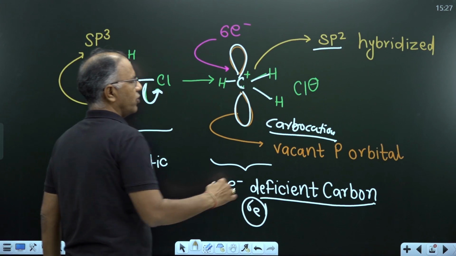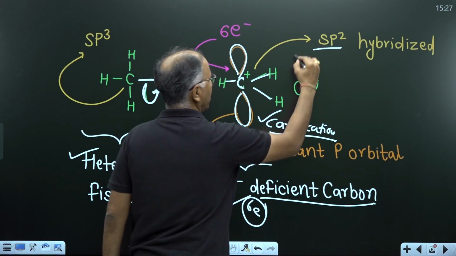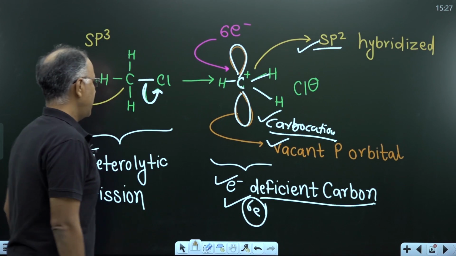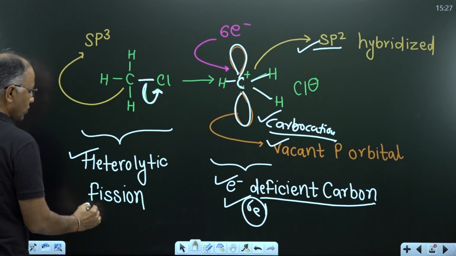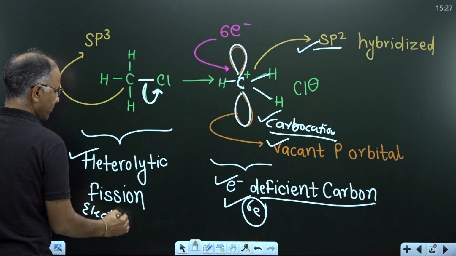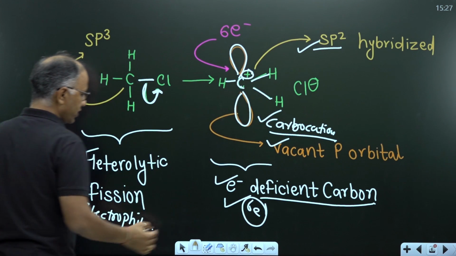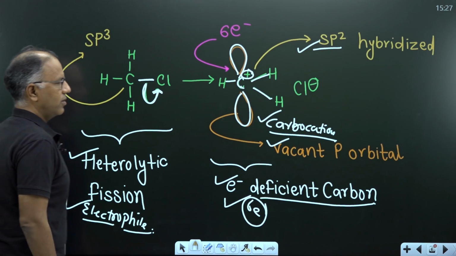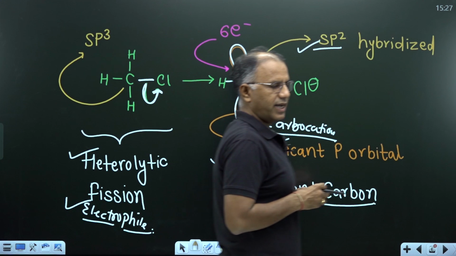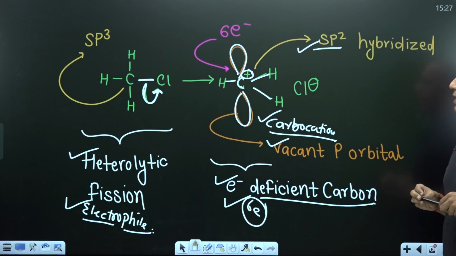Write down in your notes: it is a carbocation, vacant p orbital, electron deficient, 6 electrons, sp2 hybridized, and it is formed by heterolytic fission. And one more thing, carbocations are also known as electrophiles because they are positively charged. Since they are positively charged, they are electron loving, which means it is an electrophile. So carbocations are sp2 hybridized, have a vacant p orbital, have 6 electrons, are formed by heterolytic fission, and are electrophiles.